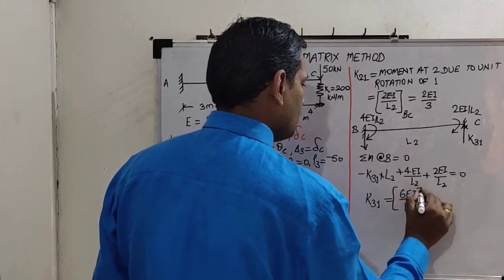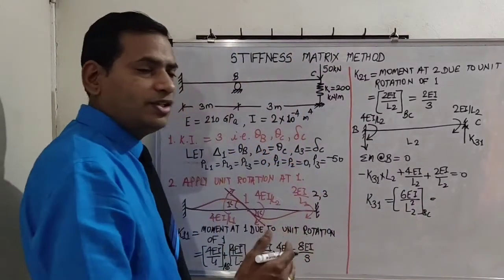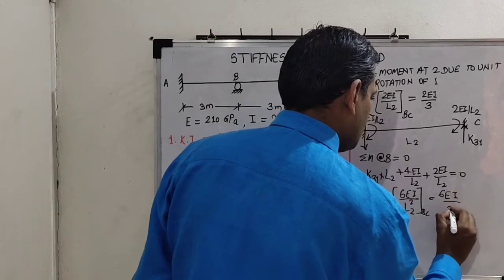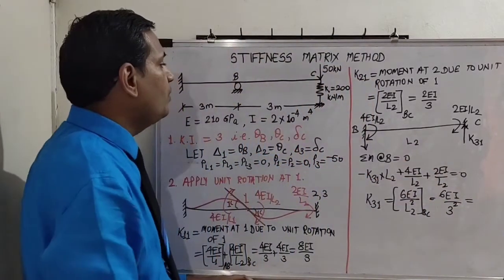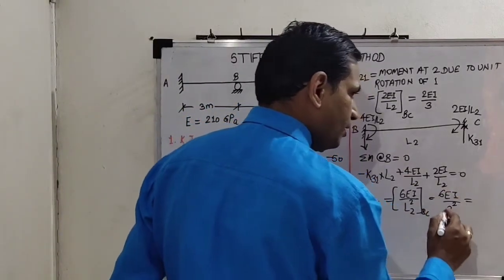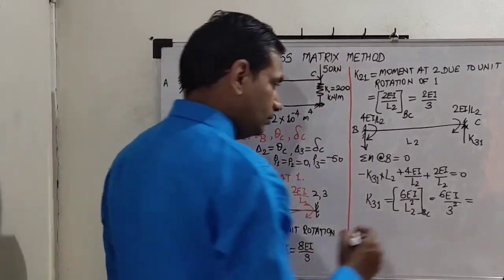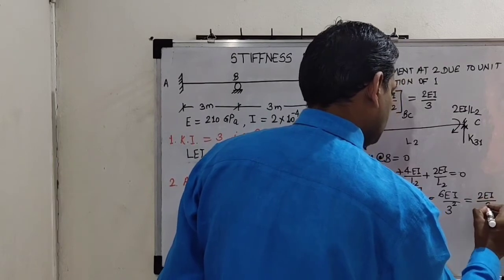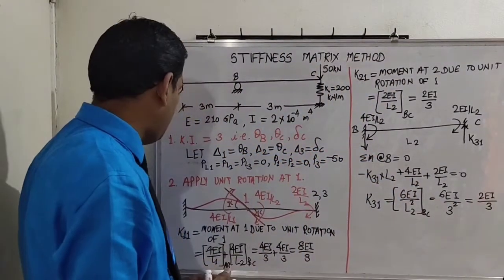So this is for span BC. Okay, so 6EI by 3 square. 6EI upon 3 square. L2 is 3 meter. So 6EI by 3 square is 6 by 9. It means 2 by 3. So value is 2EI upon 3. K31 is 2EI upon 3.